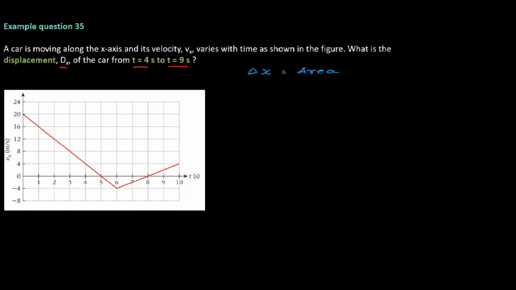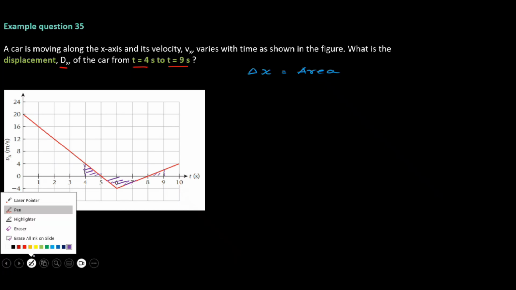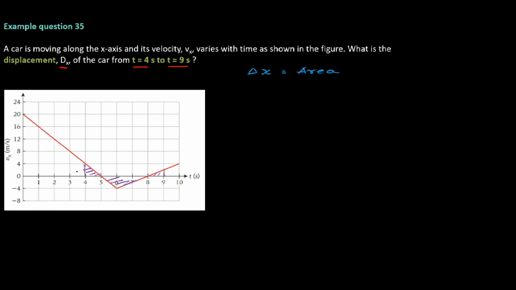So first we locate the region within my time interval over which I have to find the displacement. The time interval is from t equals 4 seconds to t equals 9 seconds. So find t equals 4 seconds in your graph, from 4 seconds to 9 seconds. This is the region where I have to find the area. Again, this region is divided into three parts. This is region 1, this is 2, and this is region 3.